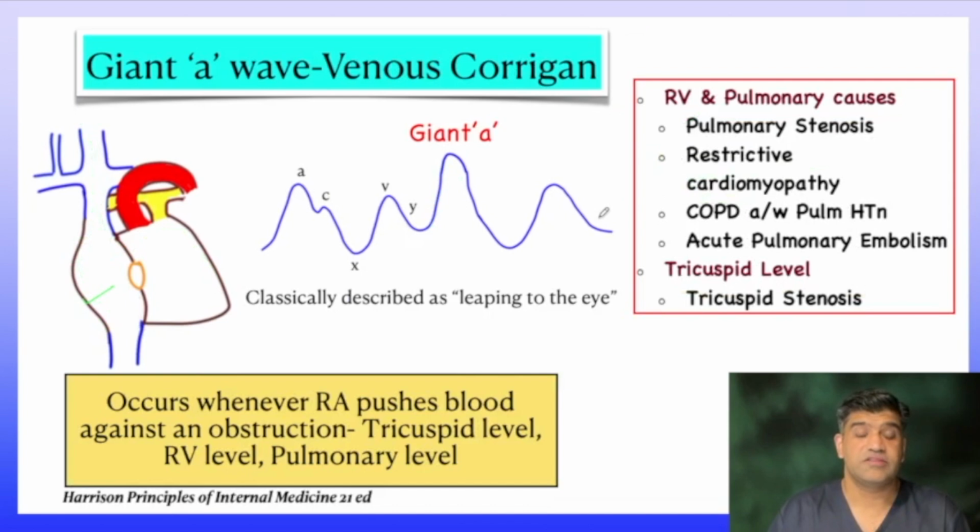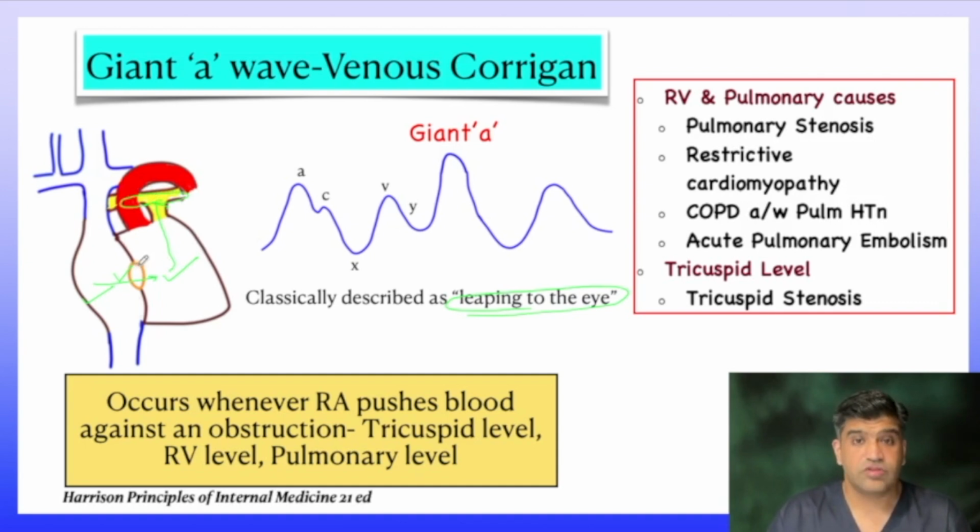The second abnormality, giant A waves, also known as venous Corrigan. These are classically described as leaping to the eye. So how are they caused? They are caused when the RA pushes blood against an obstructed tract. The RA pushes blood through the tricuspid into the RV. From RV the blood goes into the pulmonary circuit. Whenever there is obstruction at any of these levels, either at the tricuspid, right ventricle or in the pulmonary circuit, it will cause a giant A wave.